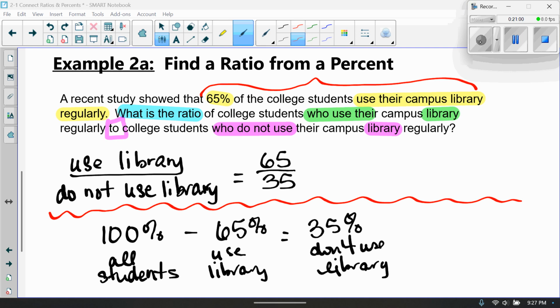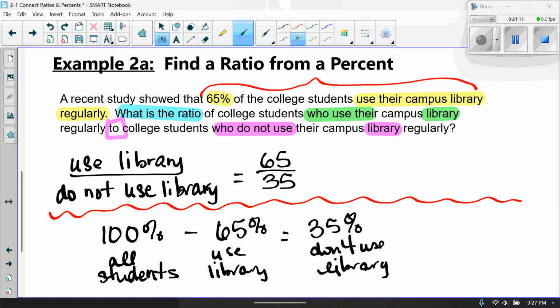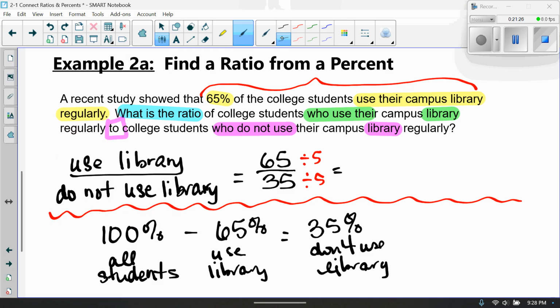So now we can go ahead and simplify 65 to 35, okay? So how about we try dividing by 5 first? Let's divide by 5 in the numerator and the denominator. So 65 divided by 5 gives me 13. And 35 divided by 5 gives me 7. So the ratio of students who use the library to the students who do not use the library is 13 to 7. So this is the answer to our question.